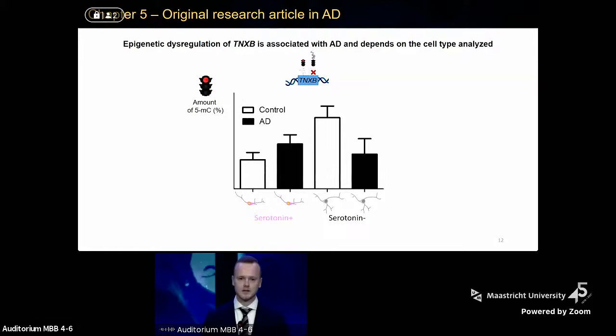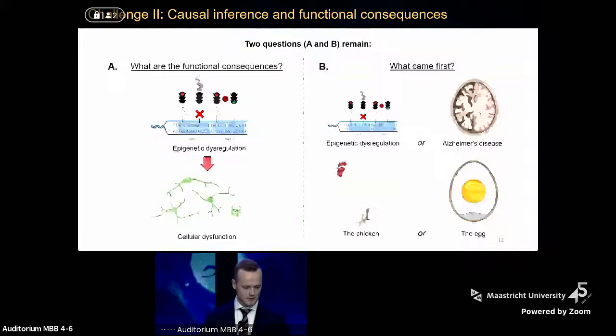So now only two questions remain unanswered regarding the dysregulation inside of this gene. The first question that remains is what exactly are the functional consequences of the epigenetic dysregulation on a cellular level? So we know, for example, that TNXB is involved in organizing and maintaining the structure of tissue, but it remains currently unclear how this epigenetic dysregulation that we observe affects its function inside of this brain structure.